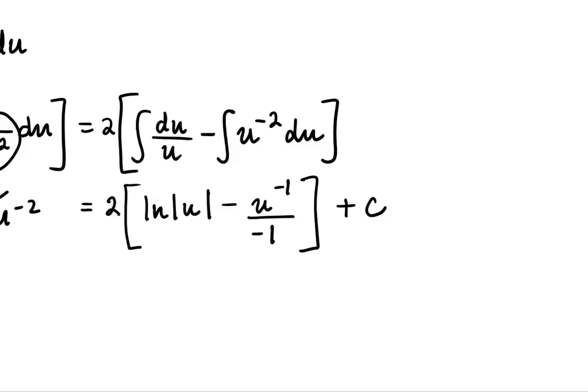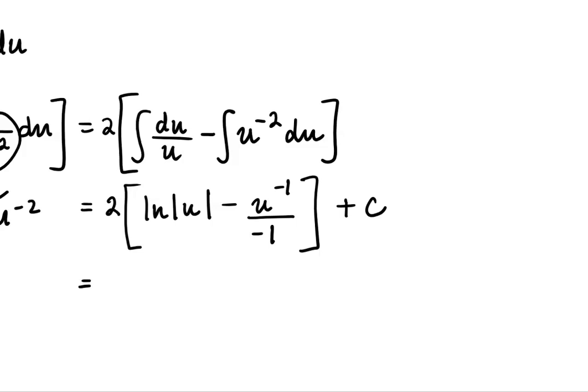If you added your c on the inside, that doesn't matter. You would have to distribute the 2 to it eventually, but it's still going to be a c. It's still going to be a constant. And remember, the whole point about the constant is that it could be anything. So it doesn't matter if you add it on the inside or if you add it on the outside.